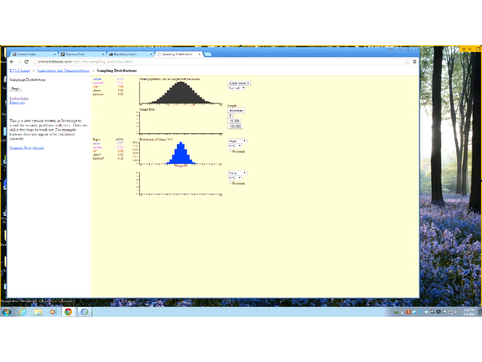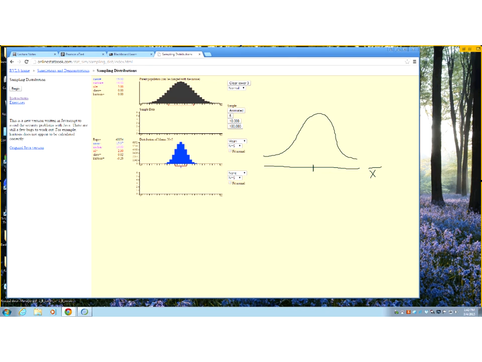All right, so if our population is normal, which it is here, right? If our population is normal, then what we notice is that the distribution of sample means is also going to be normal. So now my horizontal axis is x bar.